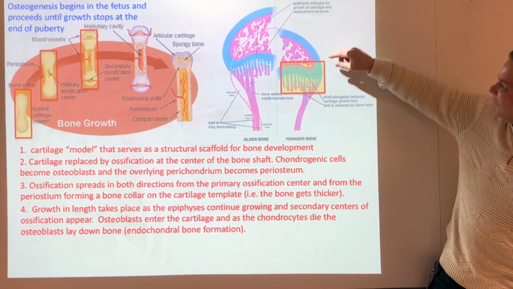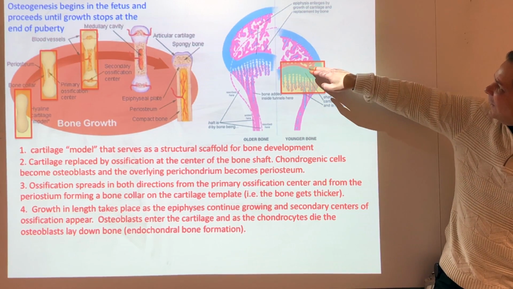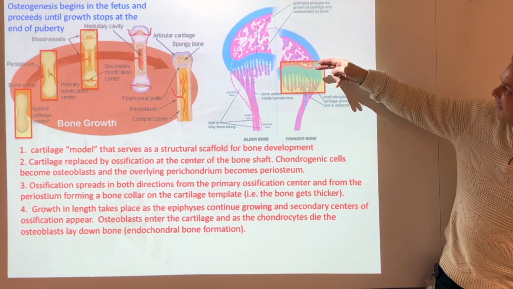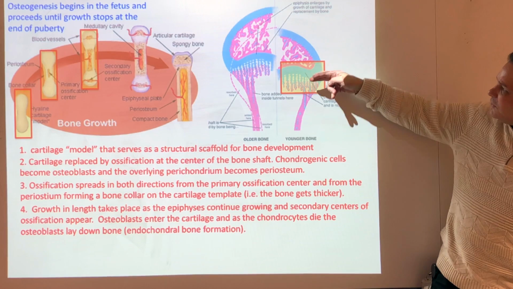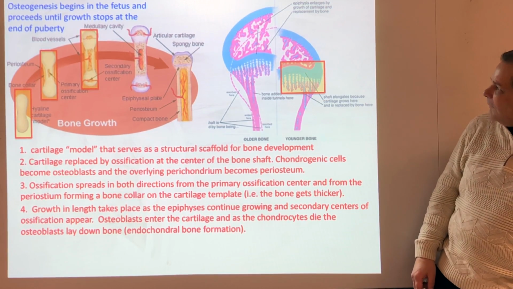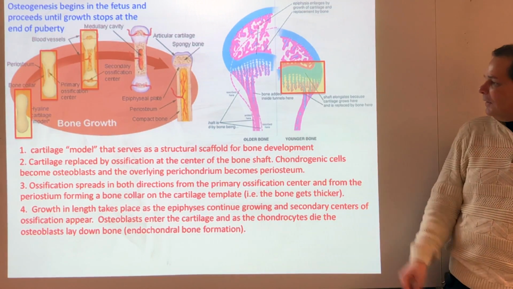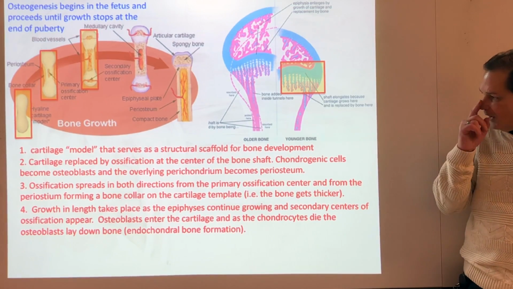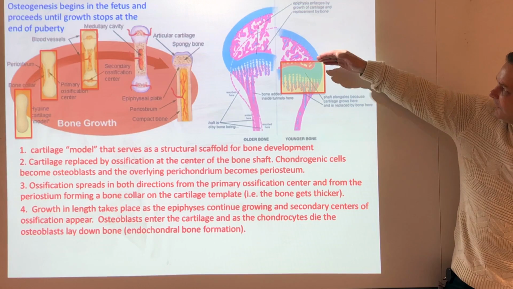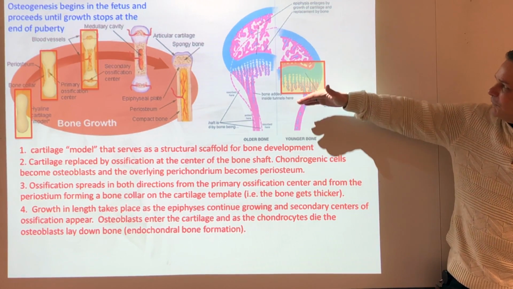What happens here is you've got cartilage being laid down toward the ends, and then as you get farther and farther away from that, you start to see that cartilage become bone as it is broken down and osteoblasts take over. So you've got chondrocytes being formed here, and then they die, and the osteoblasts make bone as you move farther and farther away from that center.